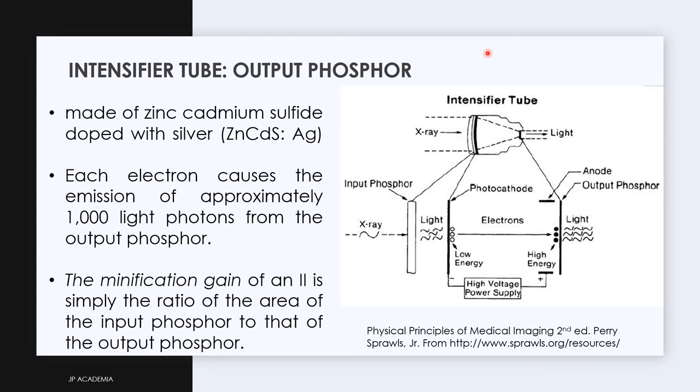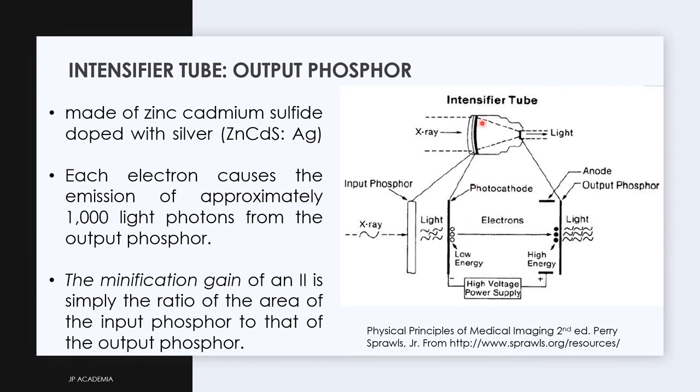The anode is a very thin, about 0.2 micrometer coating of aluminum on the vacuum side of the output phosphor, which is electrically conductive to carry away the electrons once they deposit their kinetic energy into the output phosphor. Each electron causes the emission of approximately 1,000 light photons from the output phosphor, and this is due to the electron gain received by the electrons in the process inside this electron optics.